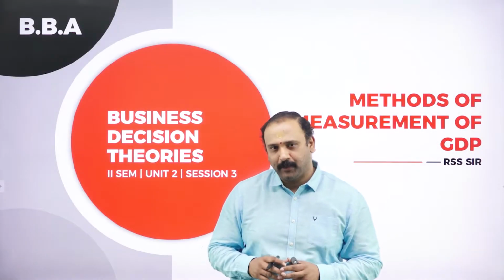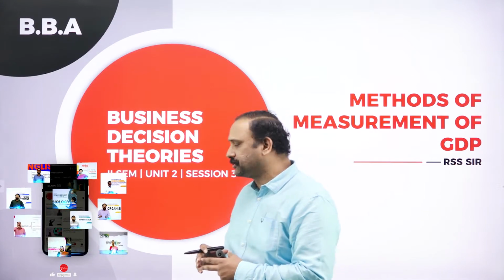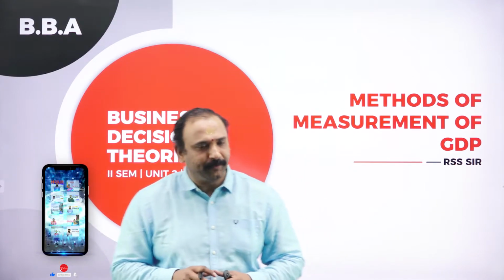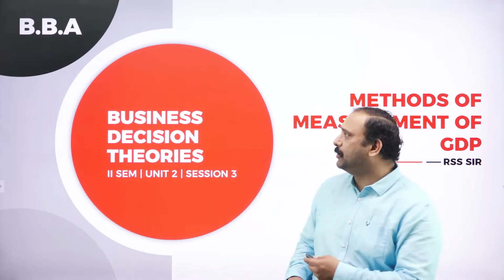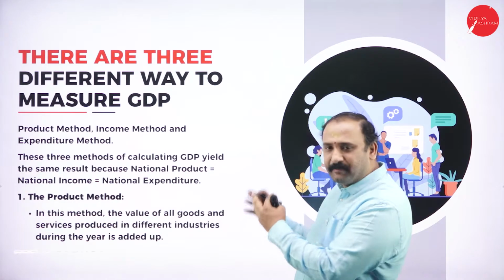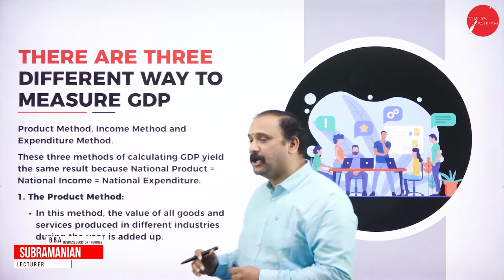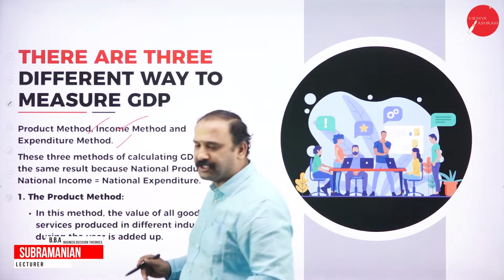Good morning and welcome to the third session in terms of the business decision theories in Unit 2, where we are going to talk about the methods of measurements of GDP. Now, moving further, there are three different methods to measure the GDP. We are going to start with the product method, the income method, and the expenditure method.